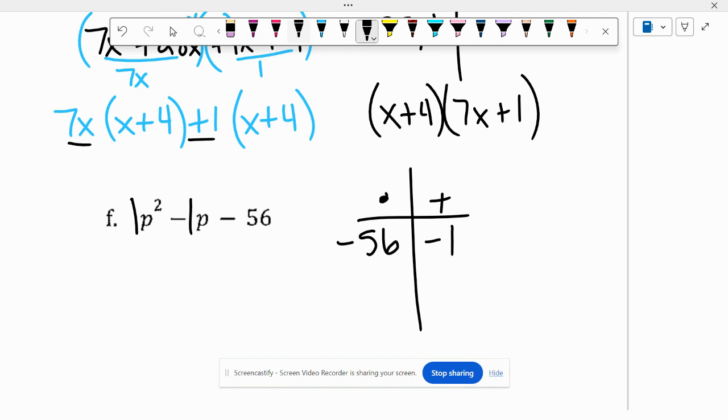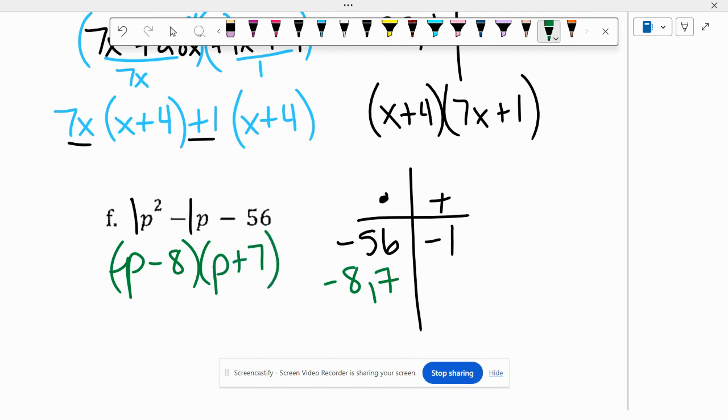What two numbers can you multiply together to get 56? Make one of them negative. Yeah, negative 8 and positive 7. Since my leading coefficient is 1, this just becomes p minus 8 times p plus 7. We like it when the leading coefficient is 1. That's our favorite.